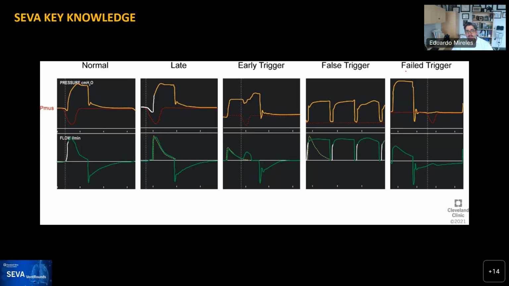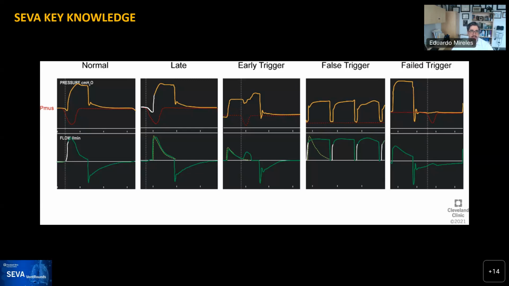And finally, failed trigger, in which the patient does do PMOS. So there's PMOS, and you can see the changes in flow and a little bit on the pressure, but it's not enough to cross the baseline and trigger another breath. So the patient failed to trigger the ventilator. In the false trigger, the ventilator is falsely triggering, thinking that it is the patient. So these are the 4 types of trigger troubles that you can have. Today we'll see a couple of them. All right. So that's a basic SEVA key knowledge.